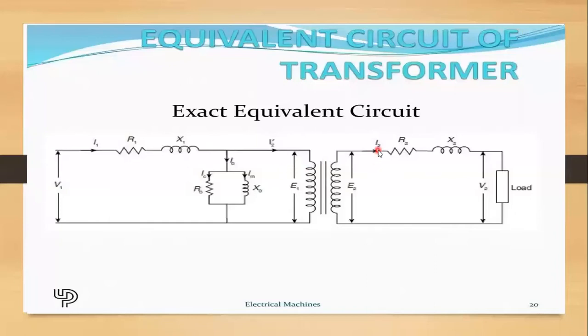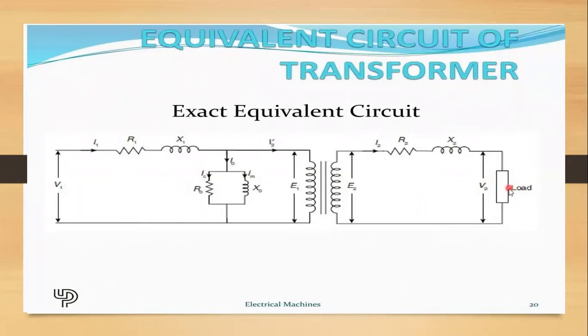I2 is called the current flowing to the secondary winding of the transformer. I2 is also called the load current of the transformer. The load is connected to the secondary side of the transformer, which is why I2 is called the current flowing to the load. So this is called the load.